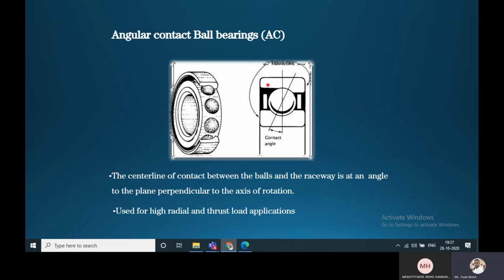Suppose you see the propeller shaft in a vehicle. How does it appear? The propeller shaft is always at an angle. Because of the presence of these bearings at the end of the propeller shaft, the shaft rotates continuously and smoothly. There we can find this type of angular contact bearing.